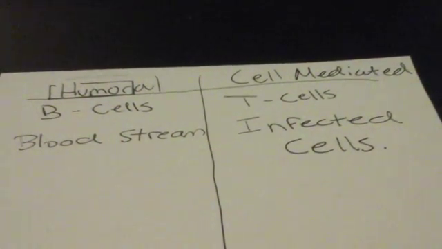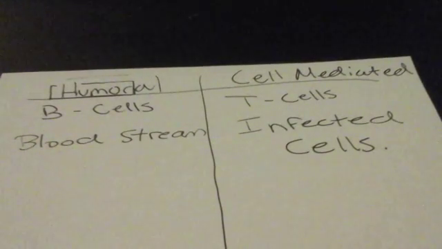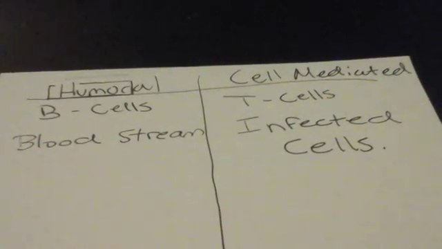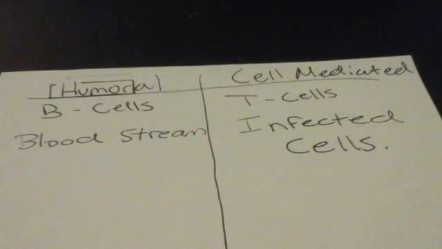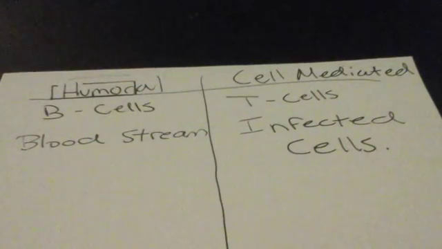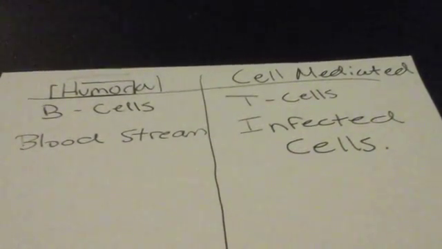Hey, I'm here to talk about two kinds of immunity, humoral and cell-mediated. The main difference between these two is one involves B cells and the other involves T cells. Humoral, which means blood back in the medieval era, would take place in the bloodstream, while cell-mediated would take place in areas with high amounts of infected cells. So let's start with cell-mediated.